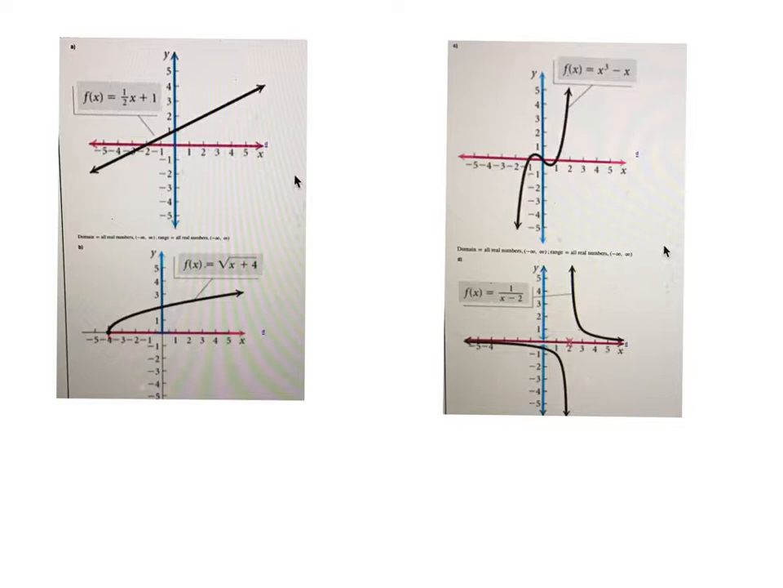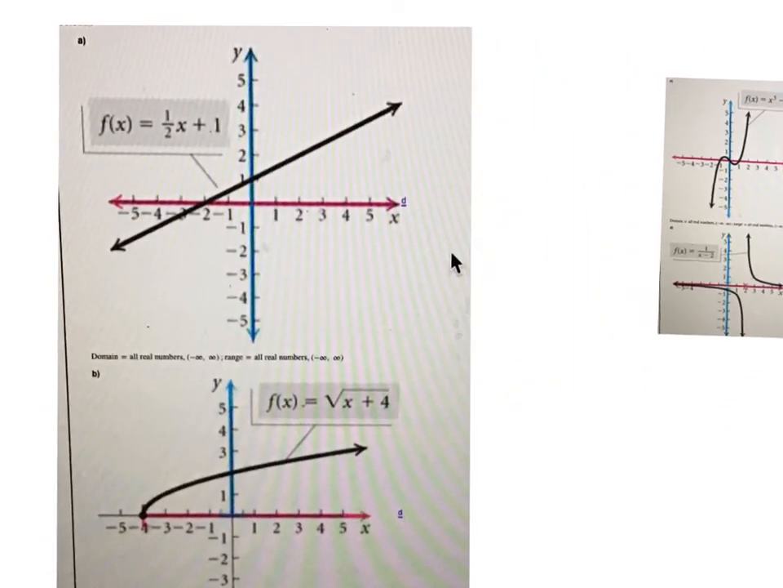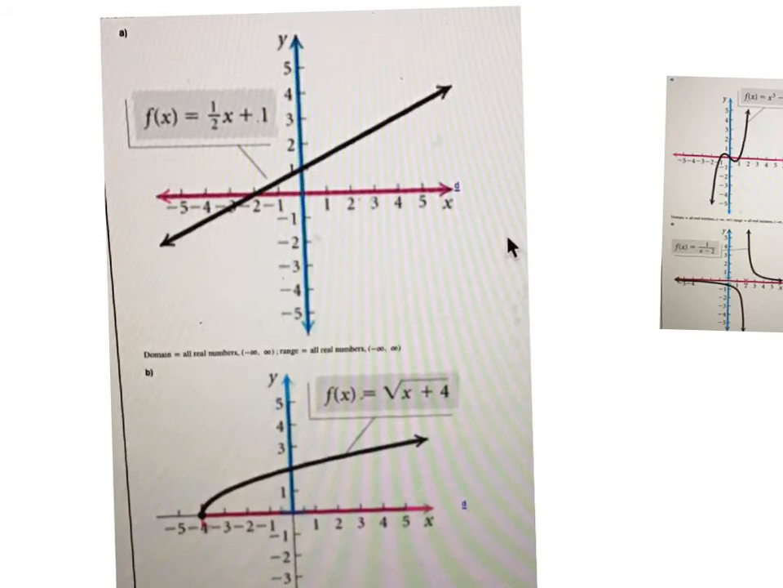Well, yeah, they wanted to find a domain just by looking at the graph. So on this graph right here, that first one, if you notice, and this is a new way to do domain also. Domain means how far your graph's going left or right, because that's how the x-axis goes. The range is how far your graph is going up and down.